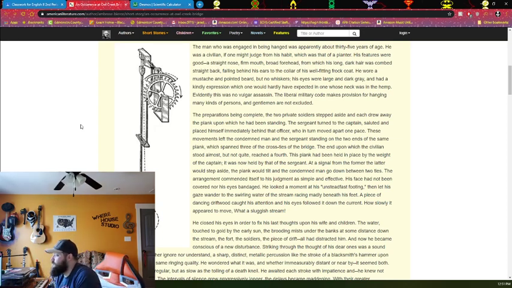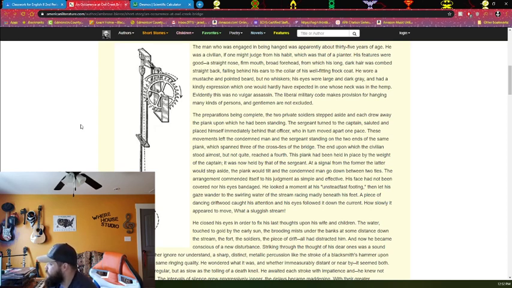The preparations being complete, the two private soldiers stepped aside and each drew away the plank upon which he had been standing. The sergeant turned to the captain, saluted, and placed himself immediately behind that officer, who in turn moved apart one pace. These movements left the condemned man and the sergeant standing on two ends of the same plank, which spanned three of the cross ties of the bridge. The end upon which the civilian stood almost but not quite reached a fourth. This plank had been held in place by the weight of the captain. It was now held by that of the sergeant. At a signal from the former, the latter would step aside, the plank would tilt, and the condemned man would go down between the two ties. The arrangement commended itself to his judgment as simple and effective.